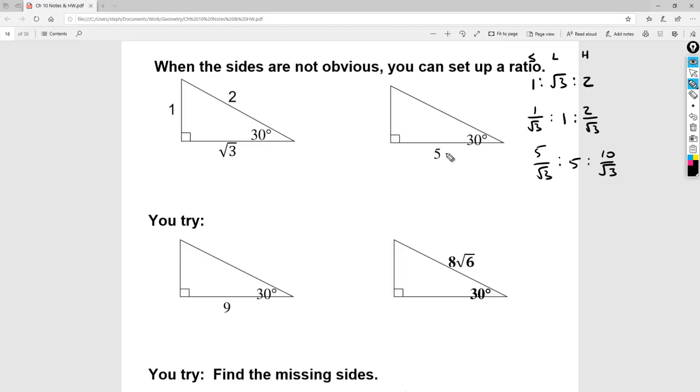Okay, so I end up with 5 as my longer leg. 5 divided by the square root of 3 is going to be my shorter leg. Okay, and we'll rationalize that to be 5 root 3 over 3. And then my hypotenuse will be 10 divided by the square root of 3, or 10 root 3 over 3.